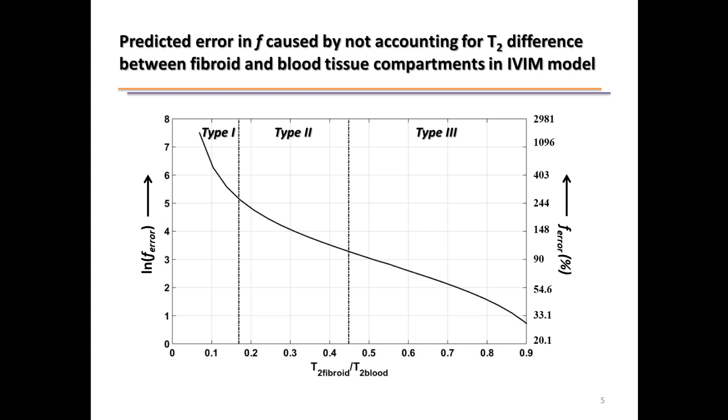As shown in the plot, without T2 correction, the estimation of blood volume fraction can be fraught with significant errors, particularly for type 1 fibroids. The relative error in the estimation of F diminishes when the fibroid's T2 approaches the blood T2, but this error remains substantial.